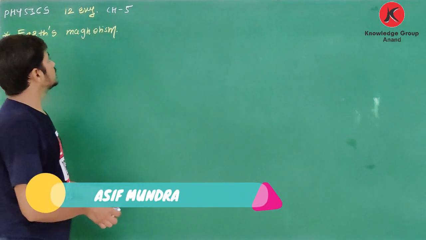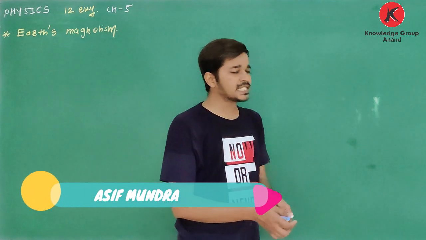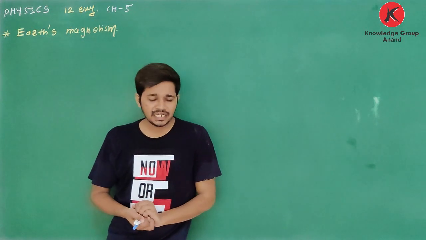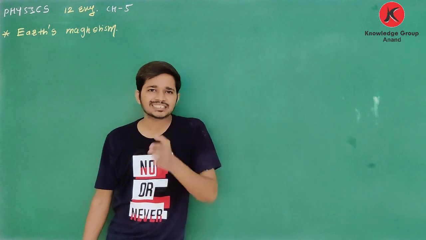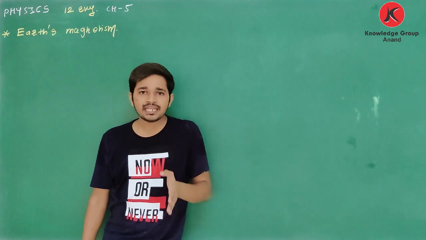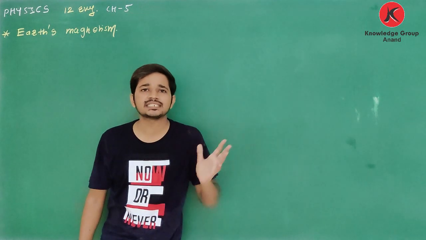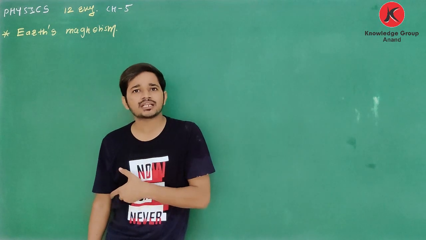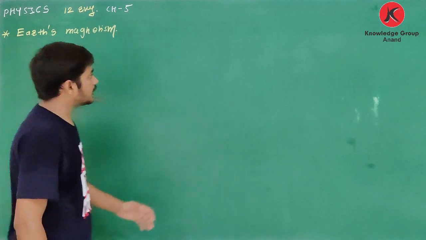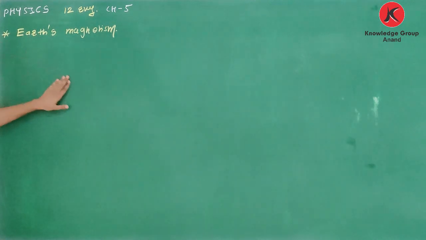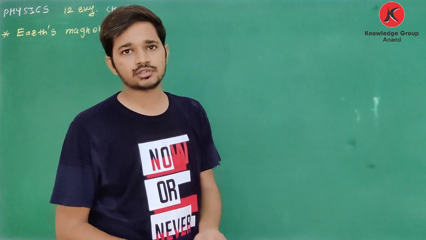Good morning, students. Chapter 5, Magnetism and Matter. In the last lecture we discussed how Earth behaves as a magnet. Why does it behave as a magnet? What is the reason? What is the dynamo effect? We discussed that in the last lecture. Today we will see Earth's magnetism and the magnetic elements of Earth.